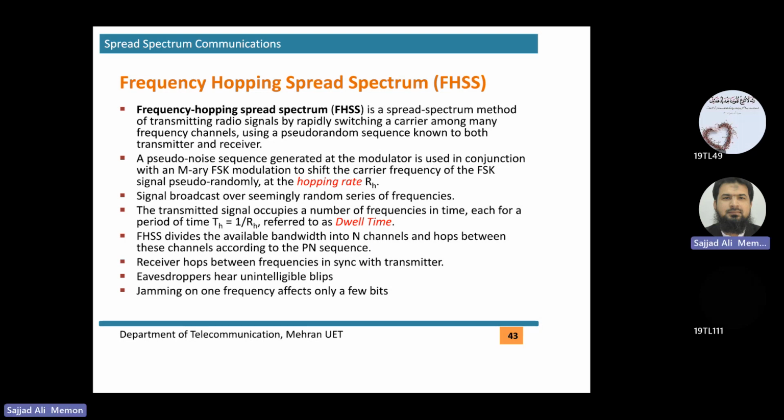FH is a spread spectrum method of transmitting radio signals by rapidly switching a carrier among many frequency channels using a pseudo-random sequence known to both transmitter and receiver. So this is different from the direct sequence spread spectrum, where we multiply data directly with the PN sequence code.